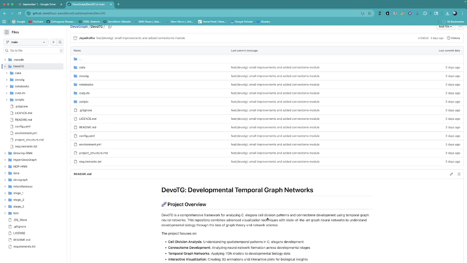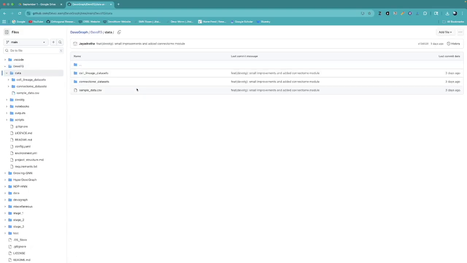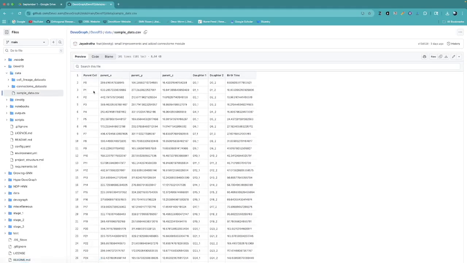There's a lot of code in this repository. You have, of course, the data set that he used. He has the cell lineage data set, a connectome data set, and then some sample data here.